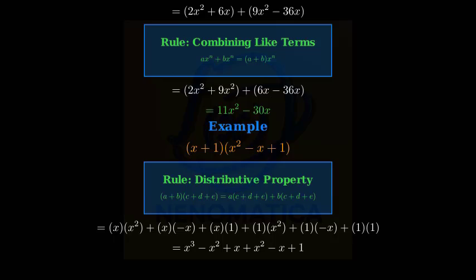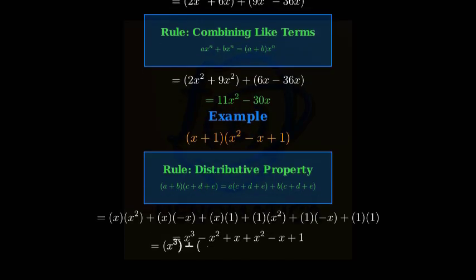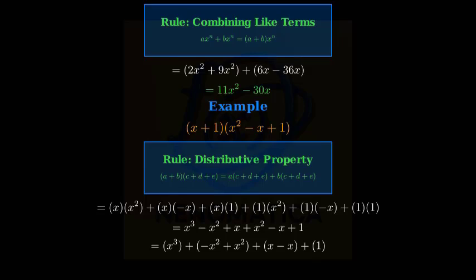1 times x squared is x squared. 1 times negative x is negative x. And 1 times 1 is 1. Now let's group like terms. We have negative x squared and x squared, which are like terms. We also have x and negative x, which are like terms.